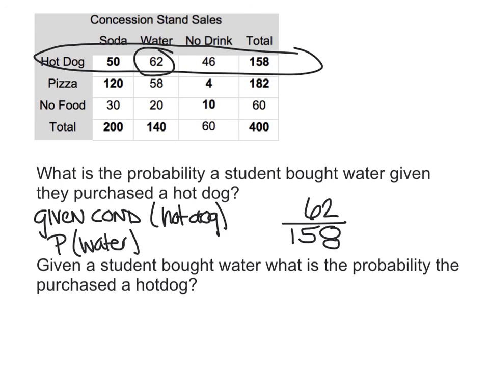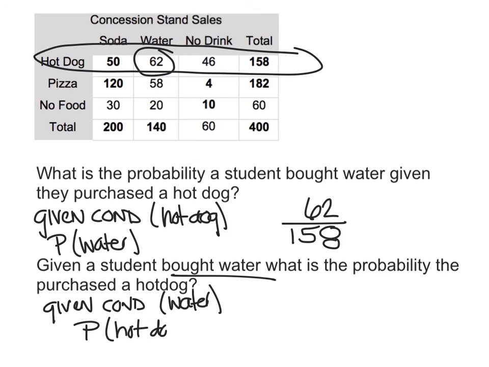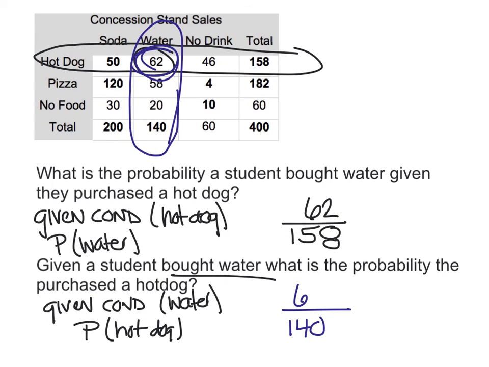Next question, given a student bought water, what is the probability they purchased a hot dog? Well, do we think they're going to be the same thing? Let's find out. So my given condition, what did I have to have happen? I had to have bought water. Now the probability is that you then got a hot dog. Okay, so again, start with the given. You're given that you bought water, so go to your water column in this case. So now everything has to happen in here. So the total of that given column is 140, and I want the probability that I bought a hot dog, so that is 62 out of 140.